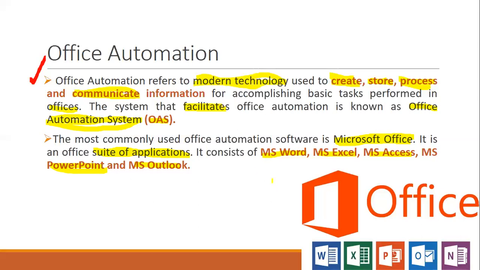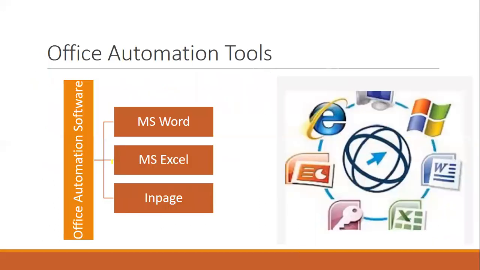In this chapter, we will discuss two application packages from Microsoft Office, and these are MS Word and MS Excel. You will learn about MS Access in first year, and I hope all of you already knew the use of PowerPoint in your previous classes. As we have discussed earlier, there are different automation tools and softwares available. We will learn about MS Word, MS Excel, and InPage as an Urdu editor.